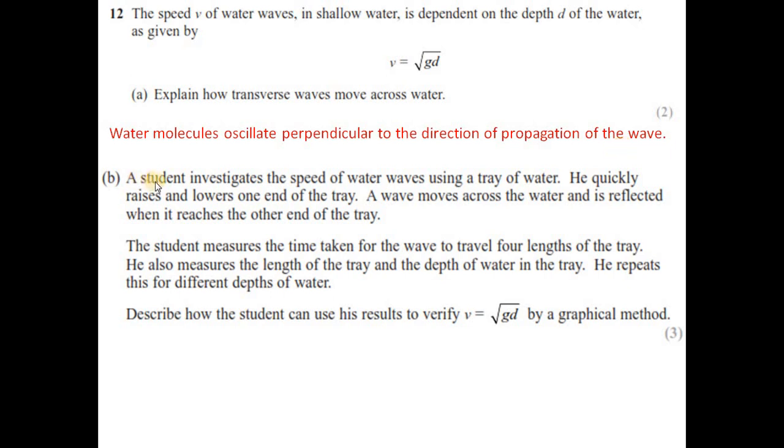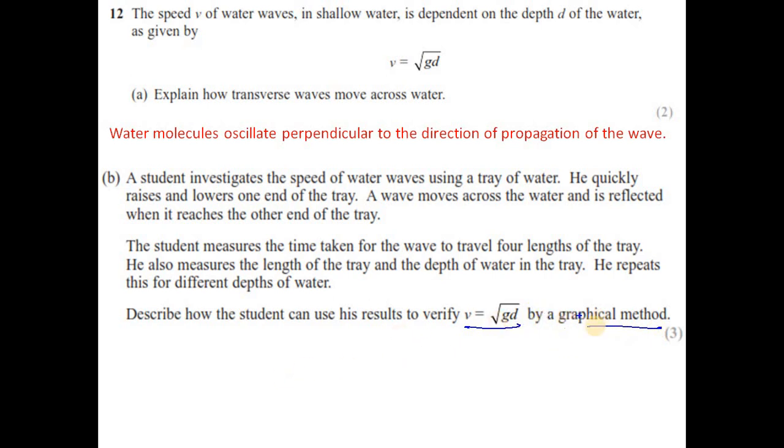A student investigates the speed of water waves using a tray of water. He quickly raises and lowers one end of the tray. A wave moves across the water and is reflected when it reaches the other end of the tray. The student measures the time taken for the wave to travel 4 lengths of the tray. He also measures the length of the tray and the depth of the water in the tray. He repeats this for different depths of water. Describe how the student can use his results to verify this equation by a graphical method.